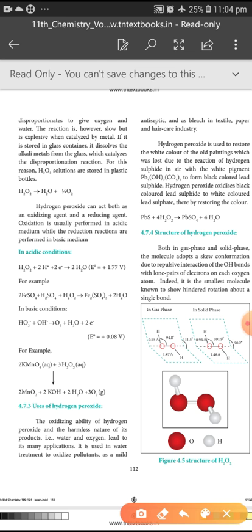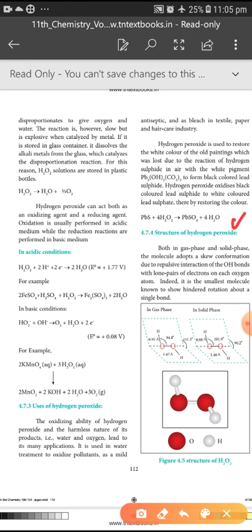See the equation: lead sulfide plus H2O2 gives lead sulfate plus water. Hydrogen peroxide is used to restore the white color of the old painting, which will last. This is due to the reaction of hydrogen sulfide in air with the white pigment lead hydroxide carbonate to form black colored lead sulfide.